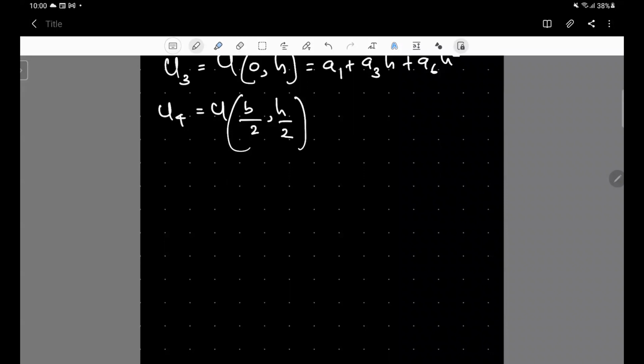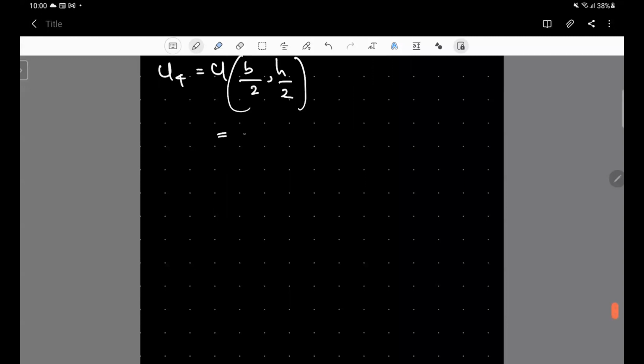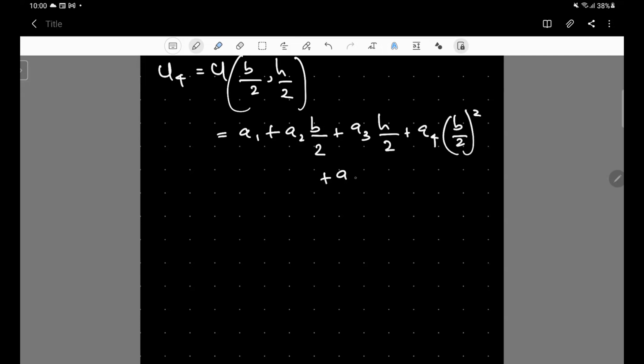So for u4, you would get a function which contains both x and y coordinates, since none of them are 0. Just please correct me if I make a mistake here. a3 times h squared by 2, and a4 is a multiplication of x squared, that is b divided by 2 squared. The a5 term is an x and y term, so it's b h divided by 4, and a6 is a y squared term, that is h by 2 squared.